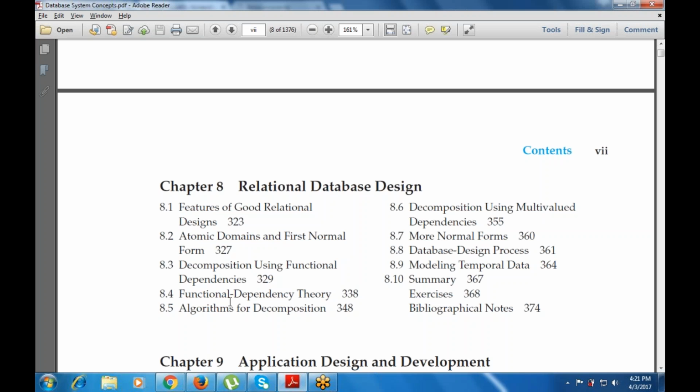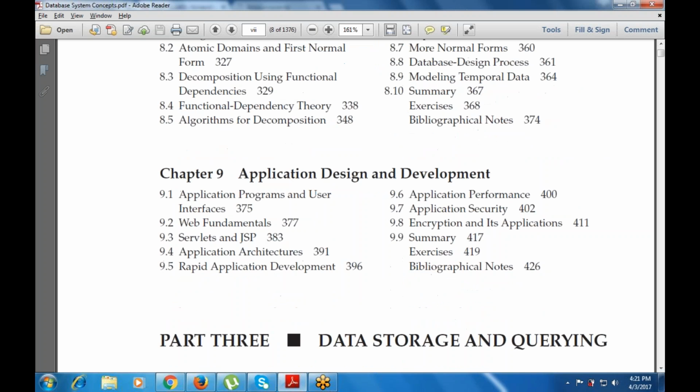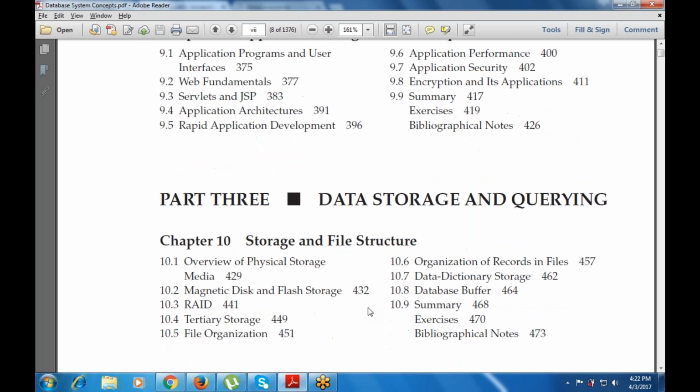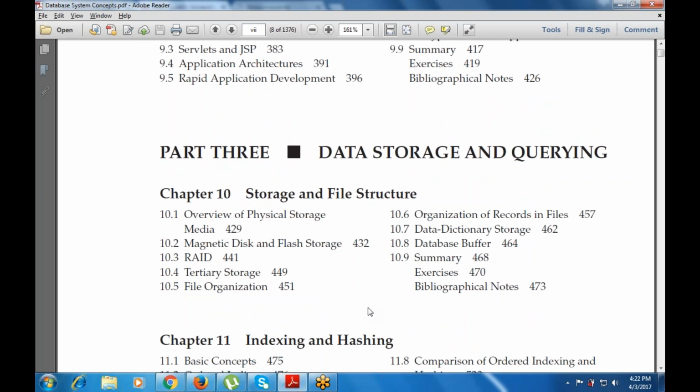Modeling temporal data concerns the various data available for modeling them for use in database concepts. Then application design and development. Yes, that is covered in part number 2, that is database design. Then part number 3 is data storage and querying. So we are done with the database concepts and database design. Then how to store the data and how to run a query to fetch the records from the storage.